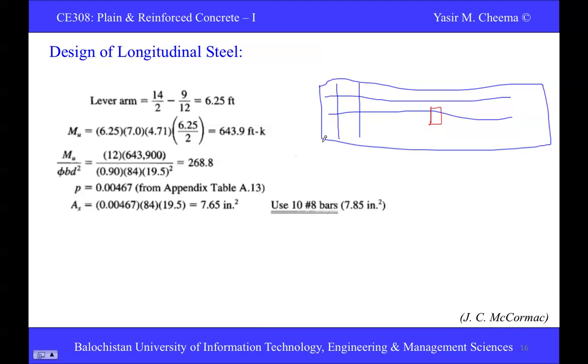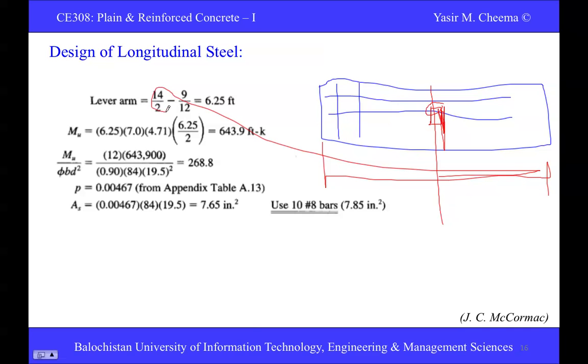So this dimension is 14, and from the center here, this is the 14, and this column dimension itself is 18 inch. So the moment placed at the face of the column would be 14 by 2 minus 9, half of the column thickness. Maybe it's not very clear. I'll try once more.